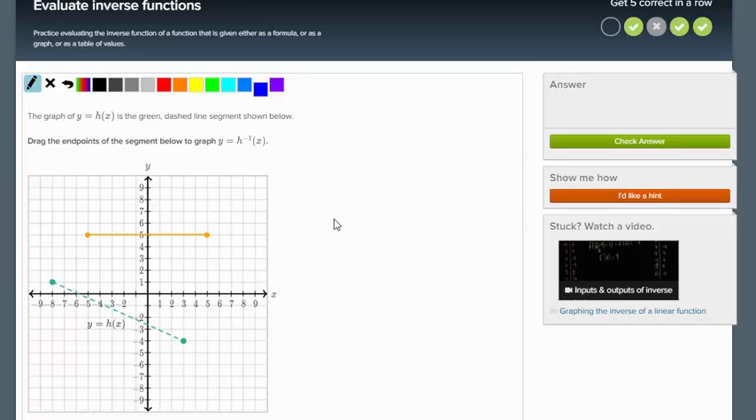Hey everybody, today we're going to evaluate inverse functions. So let's talk about what an inverse function is. Usually we have an input we put into a function like f, and then we get an output, right? So an inverse would be when we take the output and put it into a function, and then we get out the input. We get the original thing back, okay?